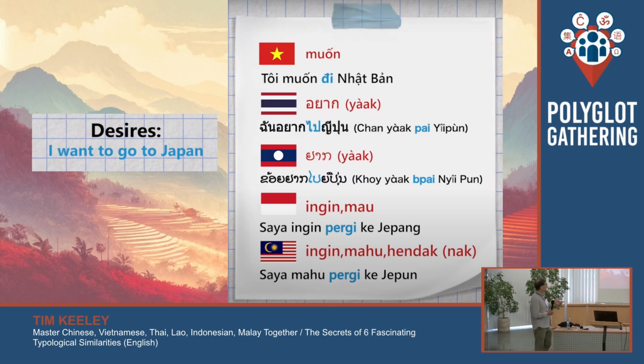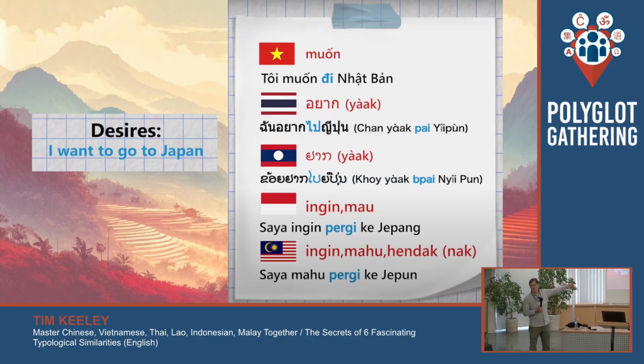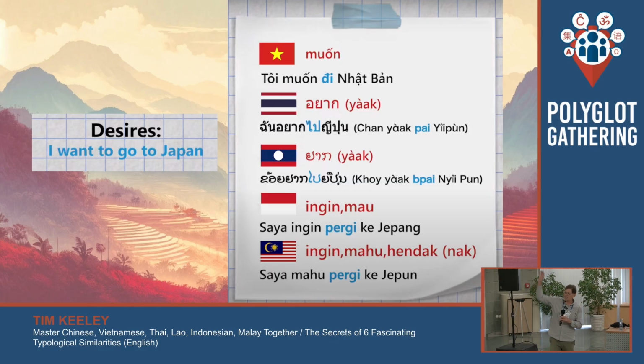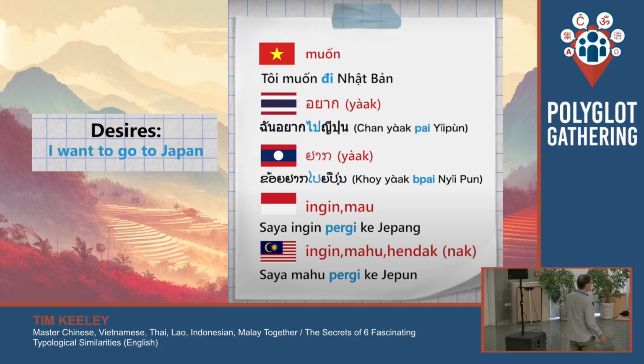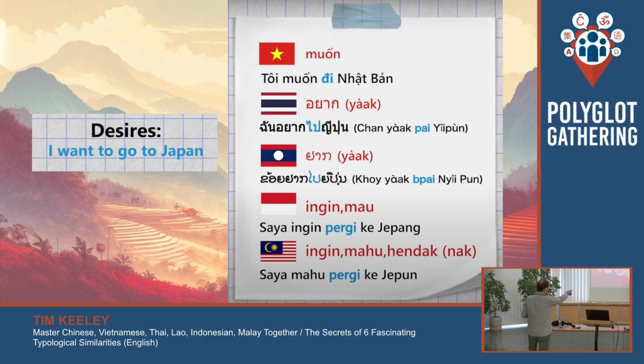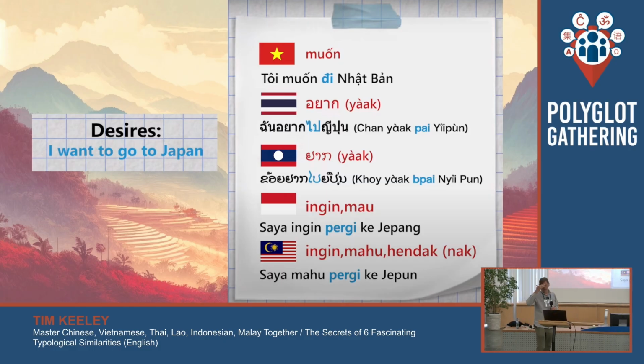And then Indonesian and Malay can use the same things, ingin and mau, but Malay people usually use hendak, and they drop the first part and say nak. Okay, so in this case they might say saya. I use the mau to just show you saya mau pergi Japan would be exactly the same, but they might as well probably say saya nak pergi or hendak.